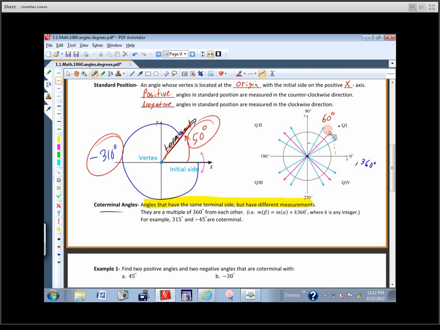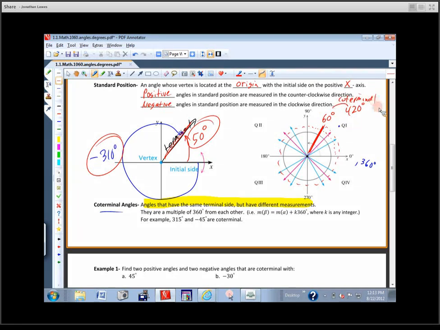Okay. What if I didn't stop right there? What if I continued going around the circle and went all the way around until I hit right there again? They both end in exactly that place. One of the measurements is 60 degrees. What's the other one if I went around the circle again? 420. Okay? So 420 would be coterminal. These two are coterminal.